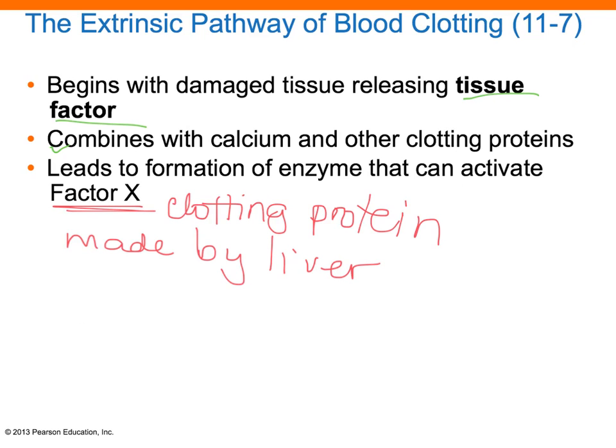The reason why this pathway is called the extrinsic pathway is because it is initiated with materials outside of or extrinsic to the blood. The material is the tissue factor, which is released by damaged tissue cells. So this is outside of the blood, so it's called the extrinsic pathway.